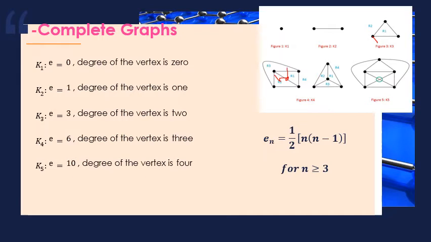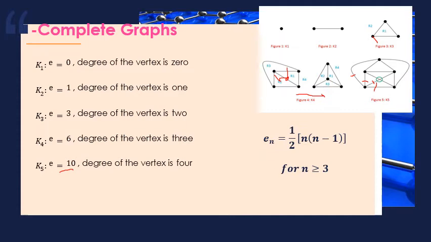Same also with number 5. Figure 4 has two representations. For figure 5, how many edges in all? We have 1, 2, 3, 4, 5, 6, 7, 8, 9, 10. We have 10 edges, so E is equal to 10. For the degree of the vertex, count how many lines are connected to each vertex: 1, 2, 3, and 4. So the degree of the vertex is 4.